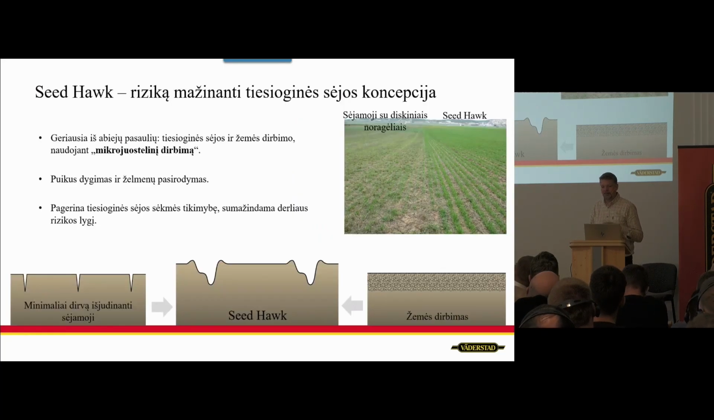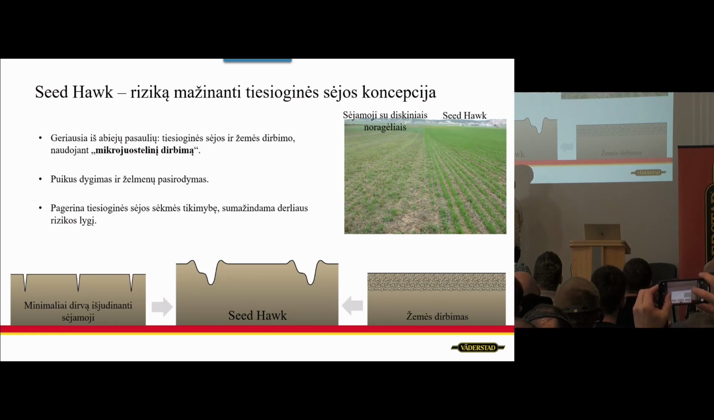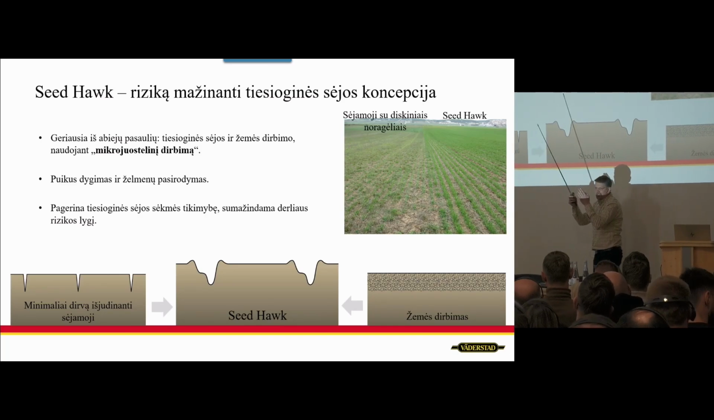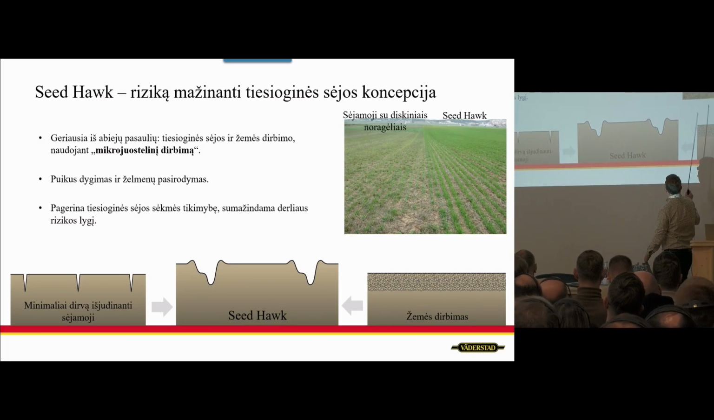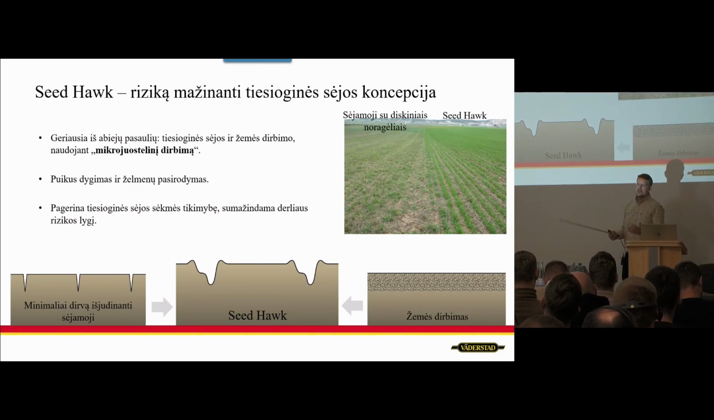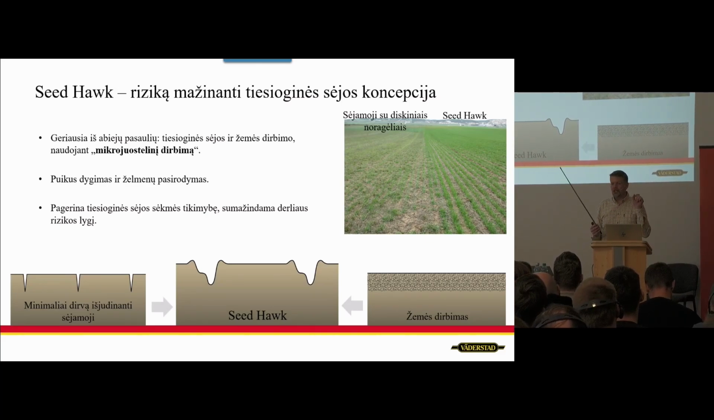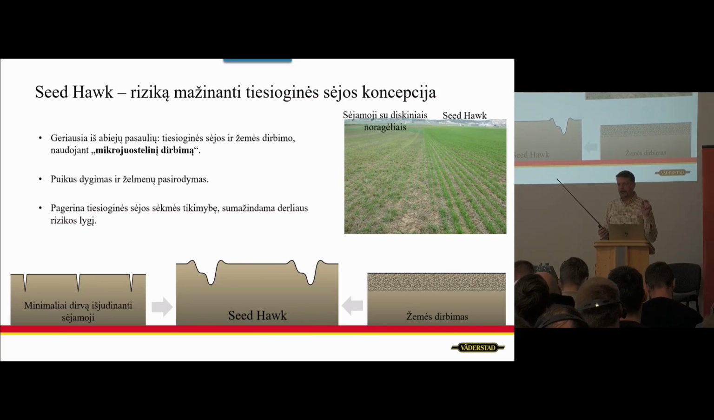And if we look at SeedHawk as a system, we are taking a little bit from the really minimum disc drill, more or less what we do as little as possible, and we take a little bit of tillage and we make a micro strip tillage. So that's what we're actually doing. So it is a certain amount, a very small amount of tillage there.